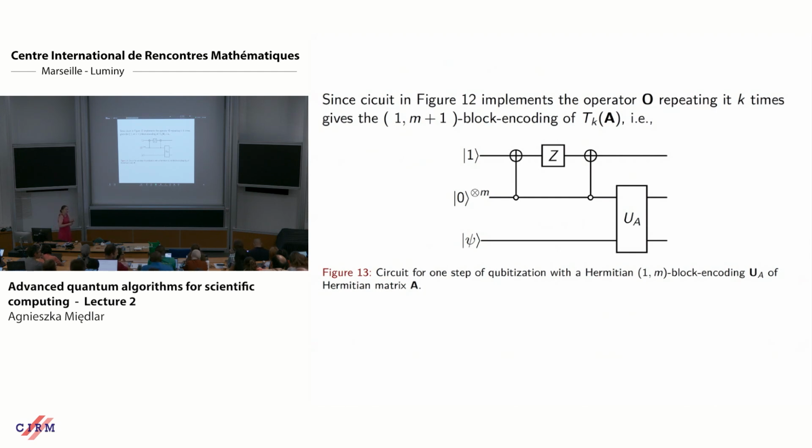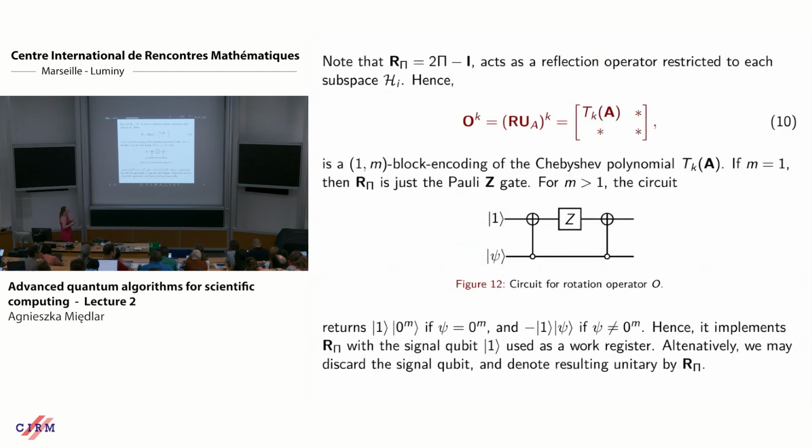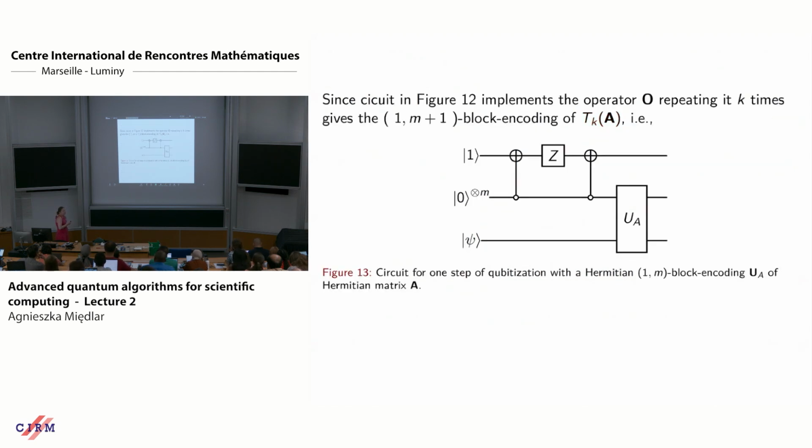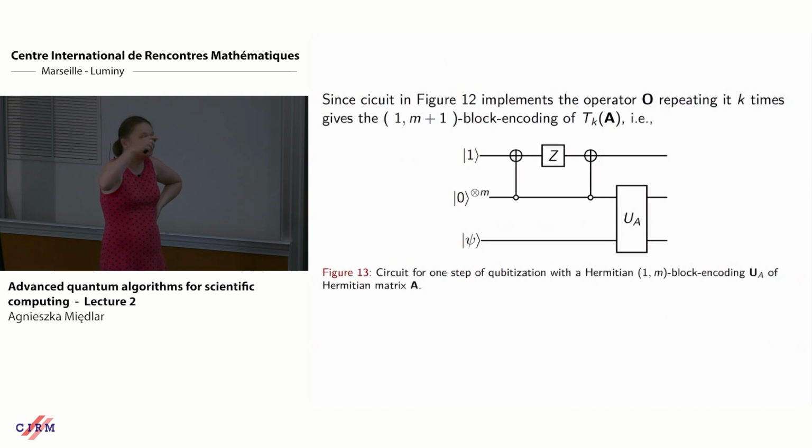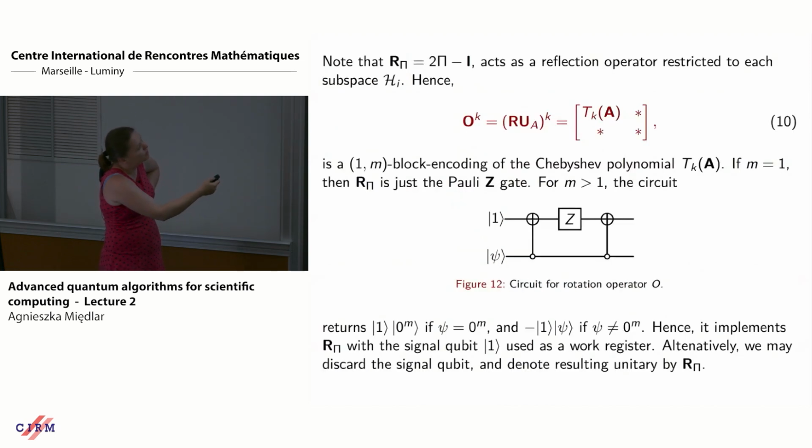Yes? It went pretty fast, so just to be sure I follow. Every time you apply the Z part, you elevate O by one power? Yes. So if you want O to the power k, you have to apply it k times, because you need that rotation to the power k to get this. If you apply it only to the power 1, you will get the first Chebyshev polynomial evaluated at A. If you need the kth Chebyshev polynomial, you need to do it k times. So it depends on the index of the Chebyshev polynomial you need.